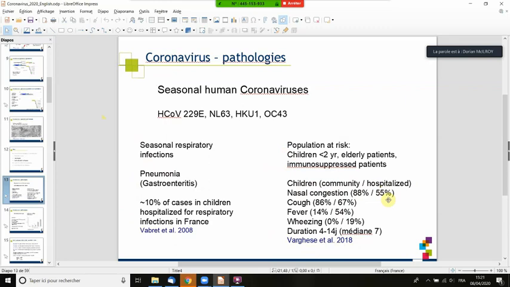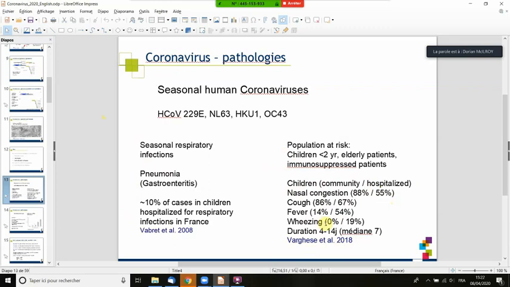Okay, so a normal kind of infection in children, you'll get a runny nose, blocked nose, might have a cough in most cases, mostly not fever, and no wheezing. So wheezing is a kind of whistling sound during the breathing, maybe related to bronchiolitis. So no real infection in the lower airways in most of the cases in the community.